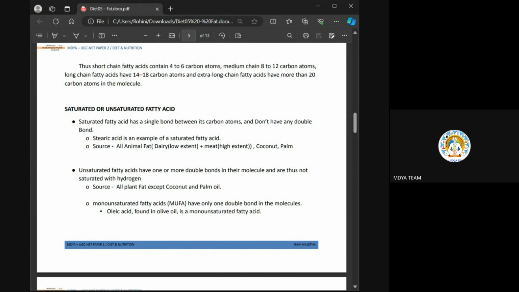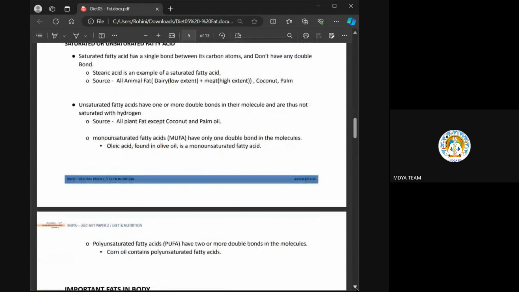Monounsaturated fatty acids, known as MUFA, have only one double bond in the molecule, and that is unsaturated. The example is oleic acid, which is found in olive oil. That's why unsaturated fatty acids are sometimes considered good. And polyunsaturated fatty acids, known as PUFA, have two or more double bonds. If a single double bond is there, that is mono, and if more than one, then those are known as polyunsaturated. The example is corn oil.